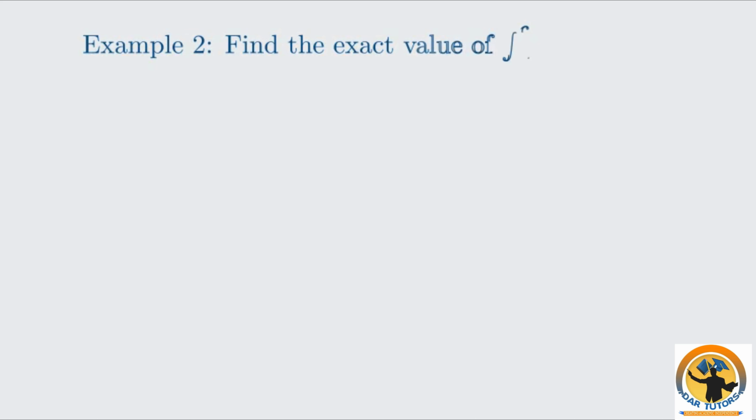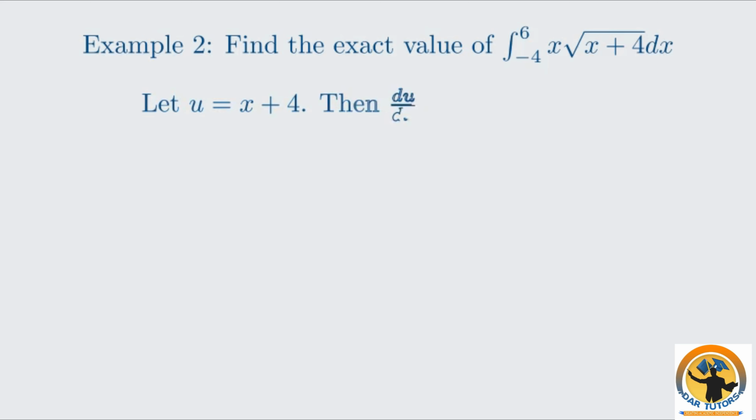Let's look at another example, this time involving a polynomial and a square root. We need to find the exact value of the integral of x times the square root of x plus 4 from negative 4 to 6. Again, a substitution is appropriate. Let's set u equal to the expression inside the square root. Let u equal x plus 4. The derivative du dx is 1, so du equals dx.